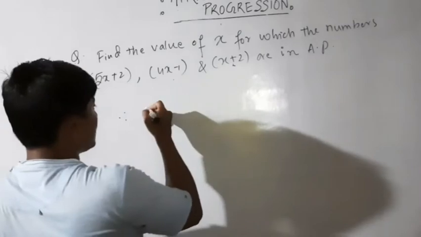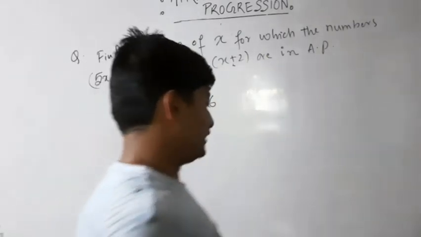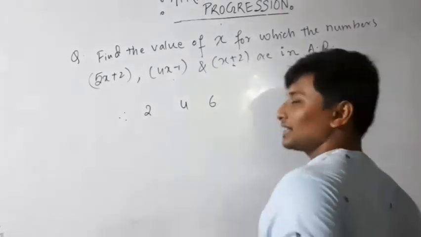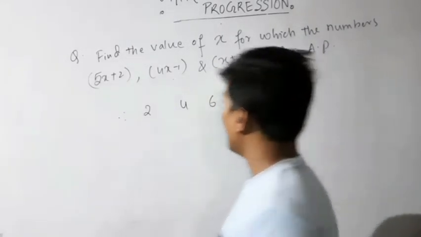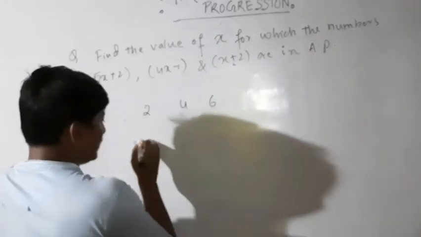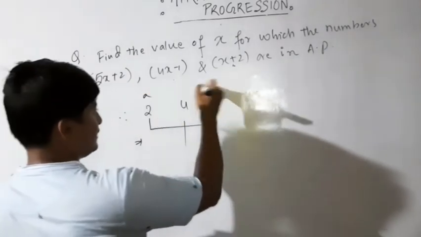Now you see, 2, 4, 6. We already explained in our video earlier why these 3 numbers are in AP. The difference between them is equal. Here also 2, here also 2. Okay. Now you see, what I can do, say this is A and this is B and this is C.